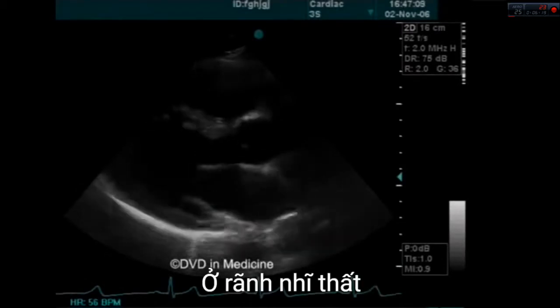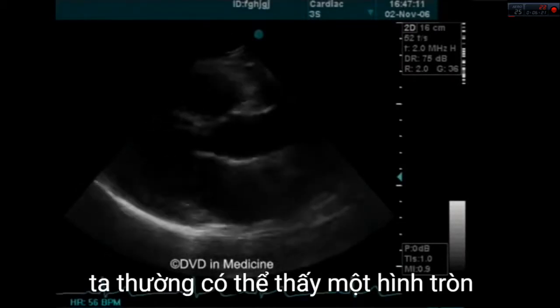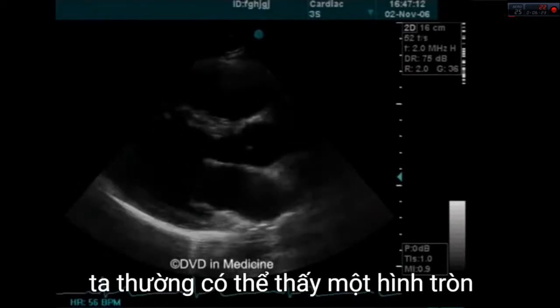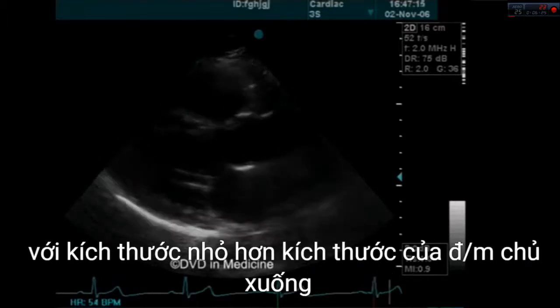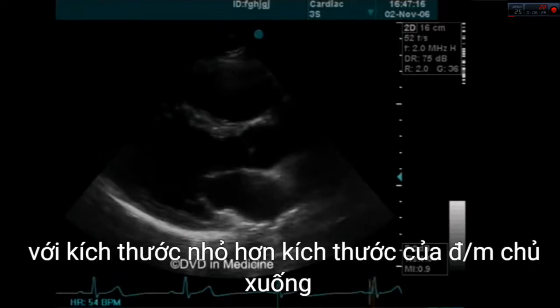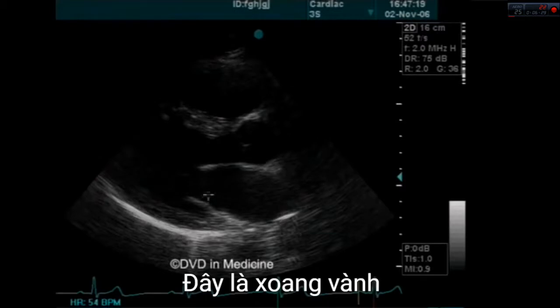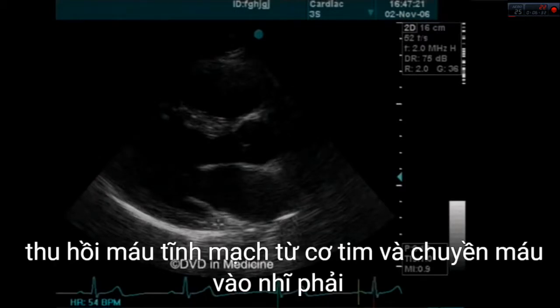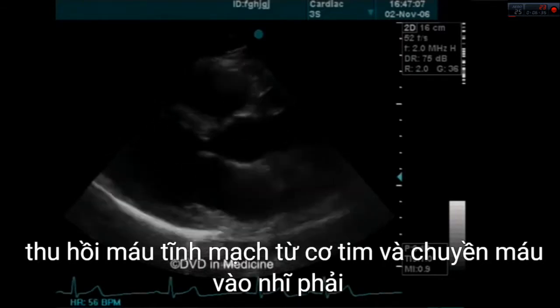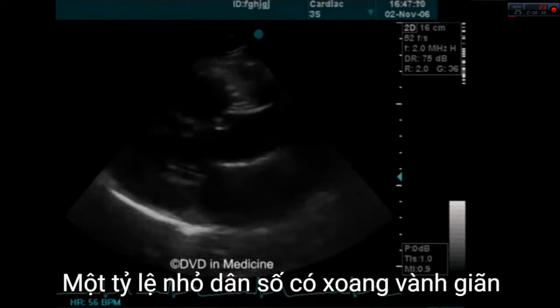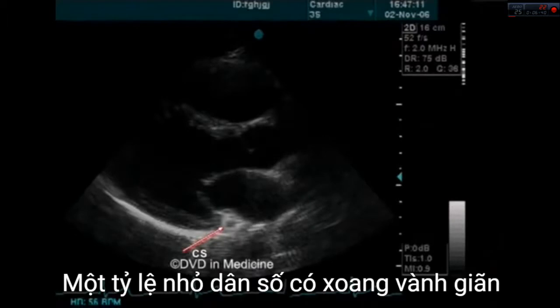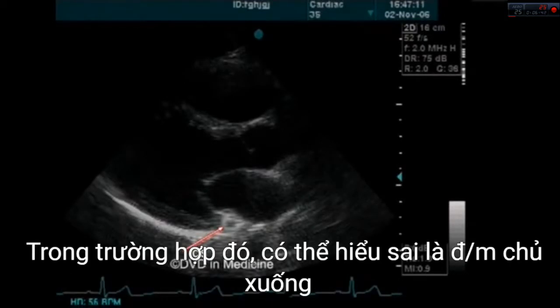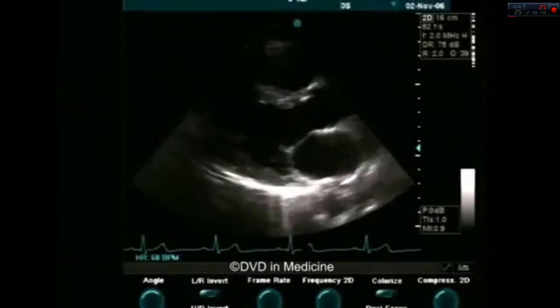In the atrioventricular groove, one can often see the round formation with a smaller diameter than the diameter of the descending aorta. This is the coronary sinus, which collects venous blood from the myocardium and transfers it into the right atrium. A small percentage of people can have dilated coronary sinus. In such cases, it could be erroneously interpreted as a descending aorta.